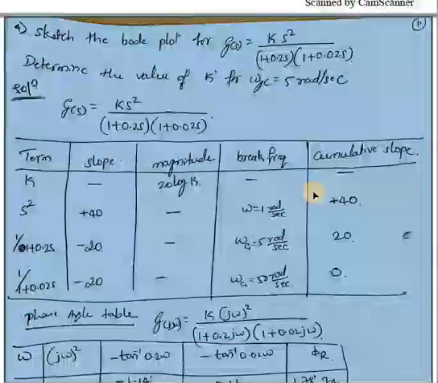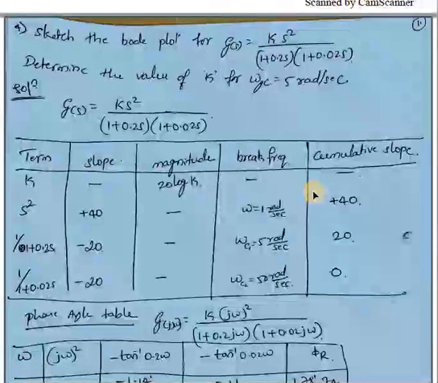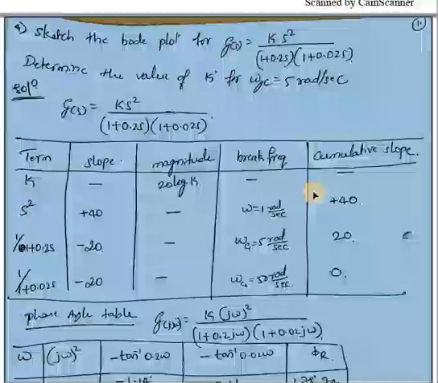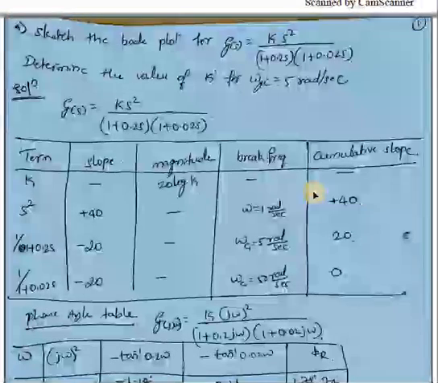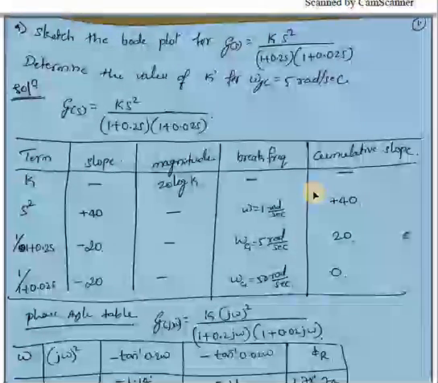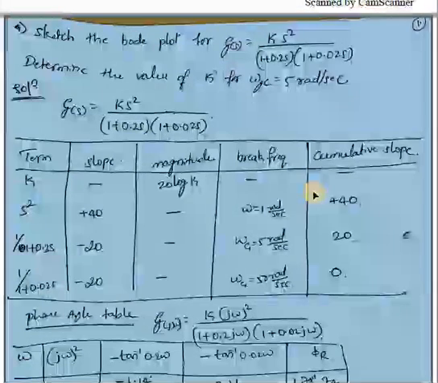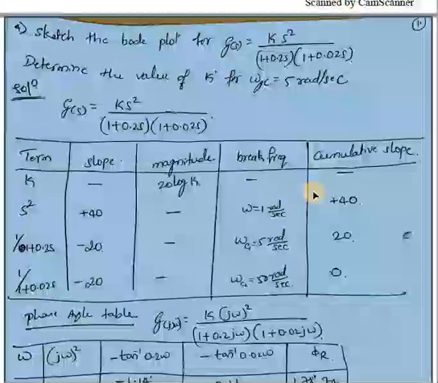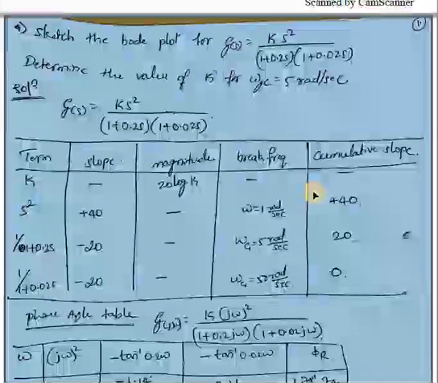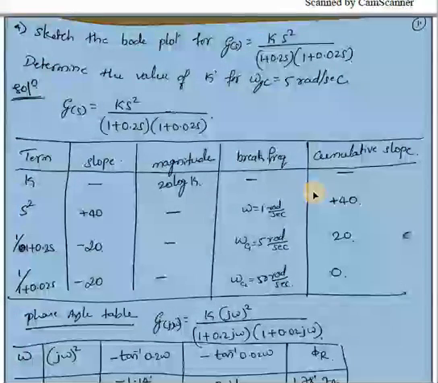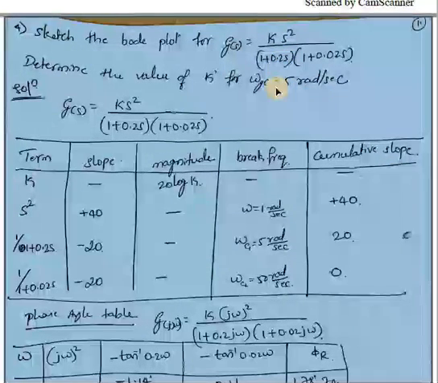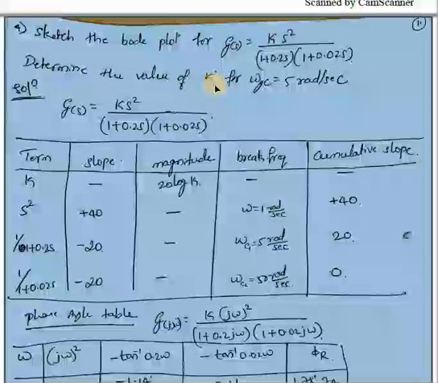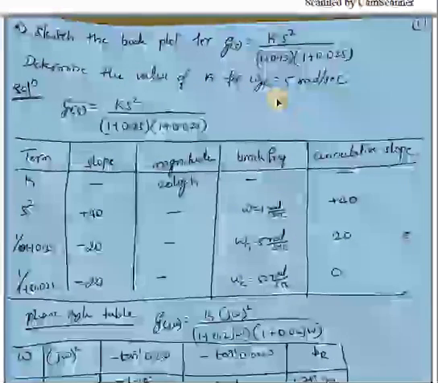Now the next problem: sketch the Bode plot for G(s) = Ks² divided by (1 + 0.2s)(1 + 0.02s). Here, if you observe, we need to determine the value of K for omega gc. The given function is already in the standard format, 1 + Ts, so there is no need to convert anything. Here we are asked to determine the value of K for omega gc equal to 5 radian per second.